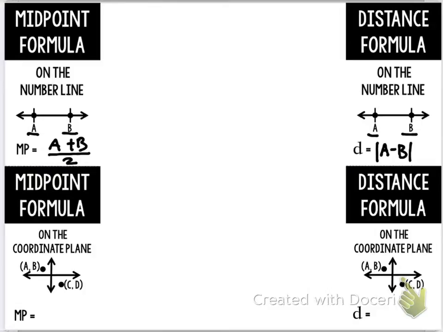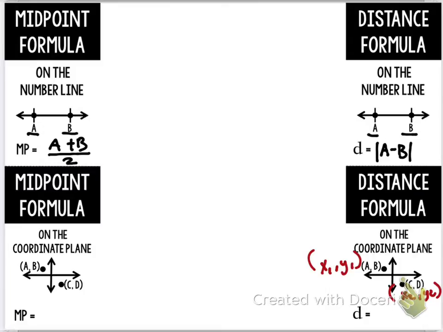Alright, welcome to distance formula and midpoint formula on the coordinate plane. With the distance formula, we're going to have 2 points, point A and point B. We're going to take these 2 points and label them as x1, y1, and x2, y2. The distance will be calculated using this formula.